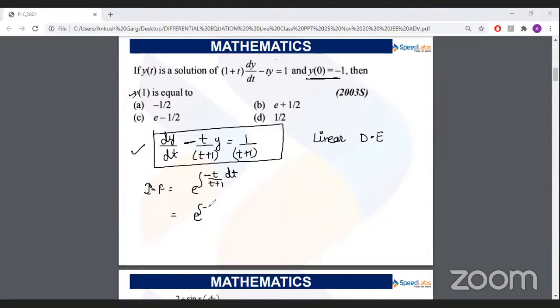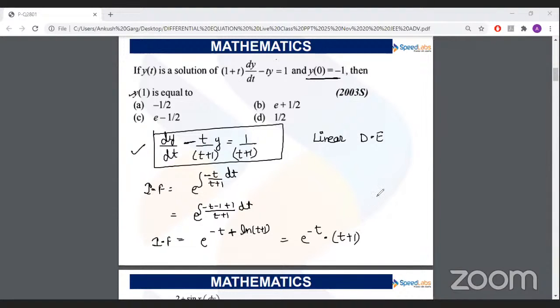So that will be e to the power... How to solve this? You can subtract and add 1 over here. If I separate by taking minus common, t plus 1 will get cancelled. So minus dt will give you integration simply as minus t, and 1 upon t plus 1 will be simply ln of t plus 1. So this is your integrating factor. It comes out to be e to the power minus t into e to the power ln of t plus 1.